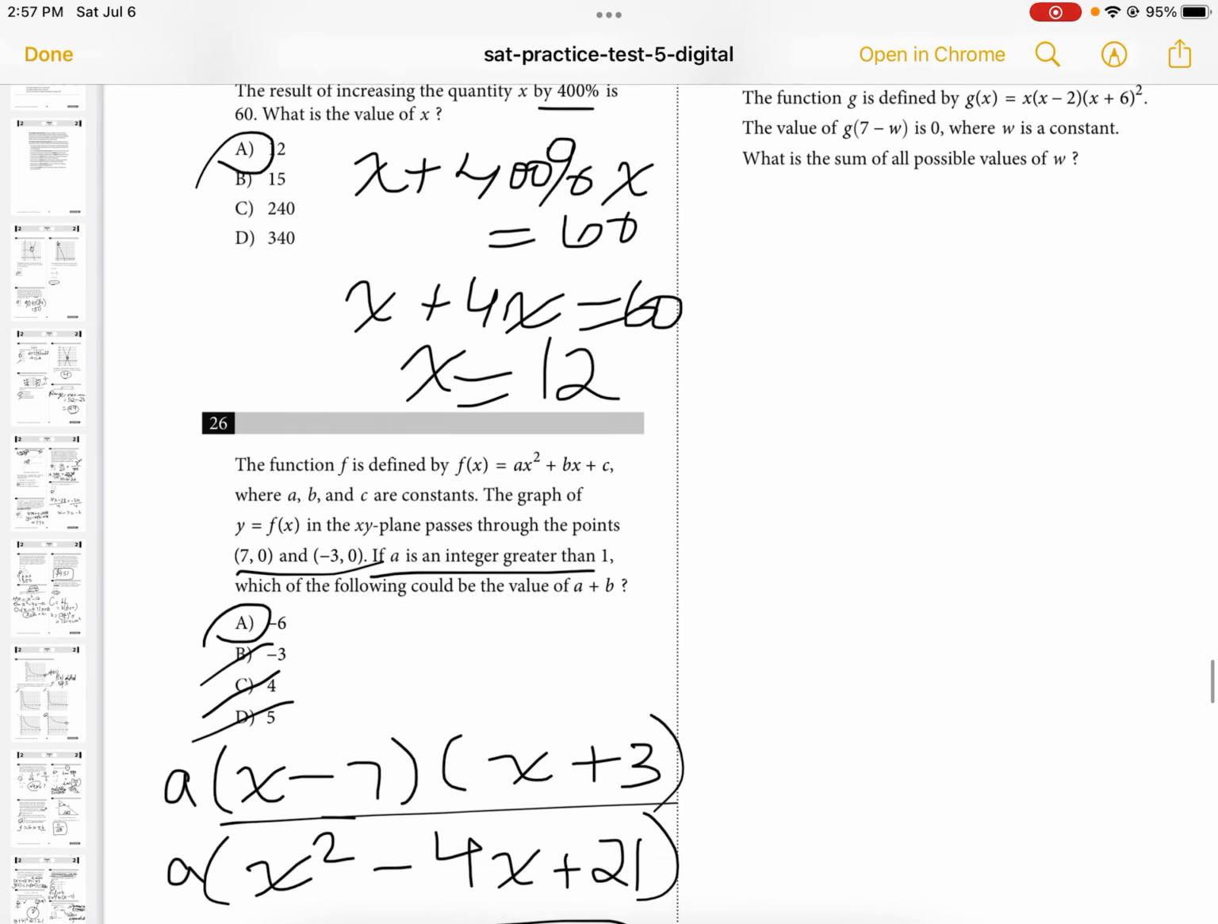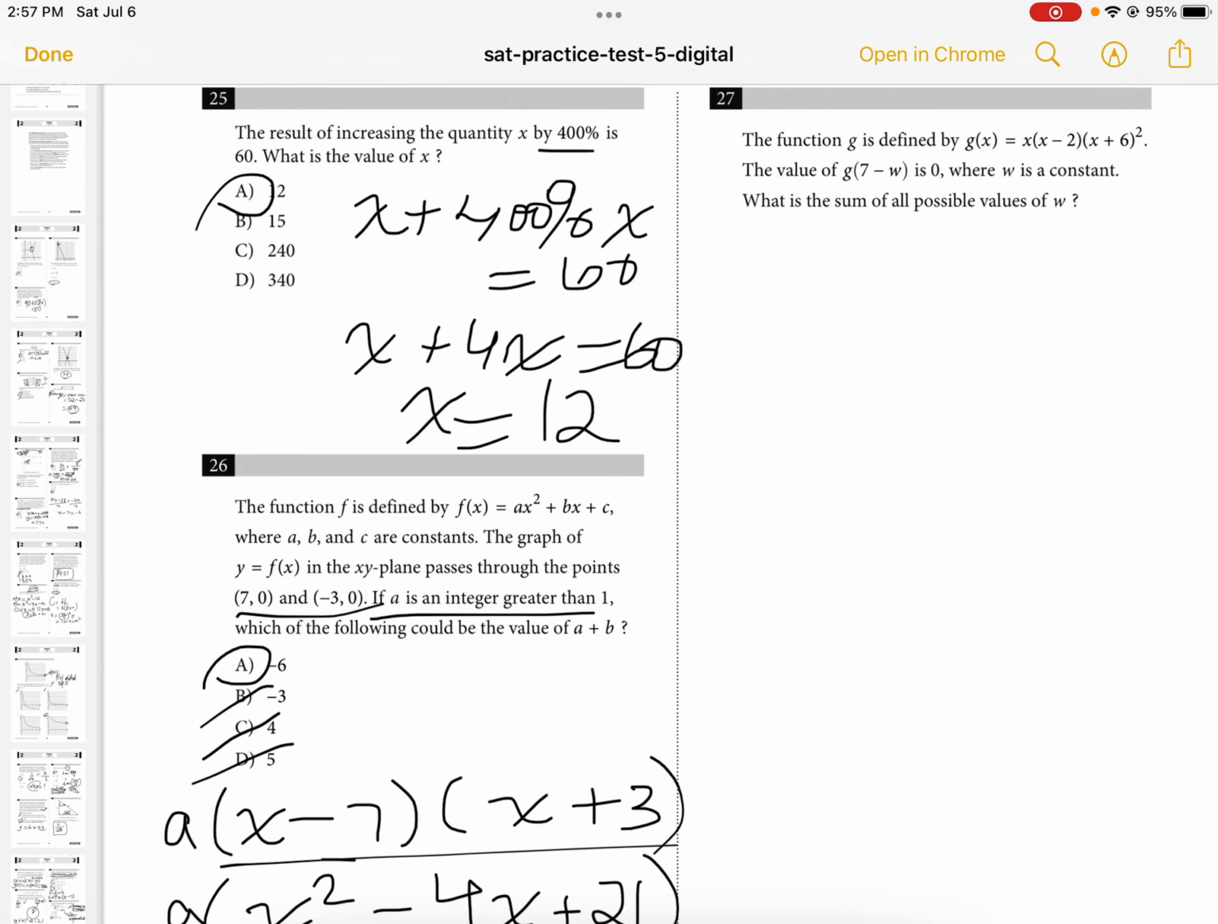Right, next question. Okay. Function g is defined by g of x is equal to x times x minus 2 times x plus 6, all squared. The value of g of 7 minus w is 0, where w is a constant. What is the sum of all possible values of w?